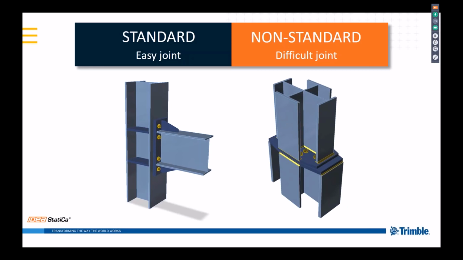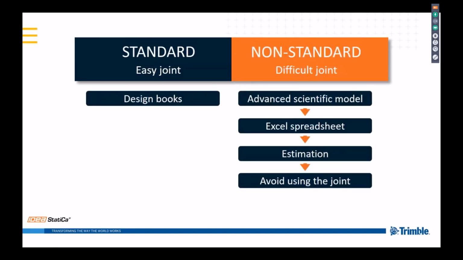In our steel projects, we have two types of joints we encounter. We have the standards, the easy joints, and then we have the non-standards, the difficult ones. For the standard, we know very well how to deal with them. We have design guides, we have predefined examples, we have our past experience. And as long as we stay in these predefined templates, we are very good to go. And the design is rather easy.